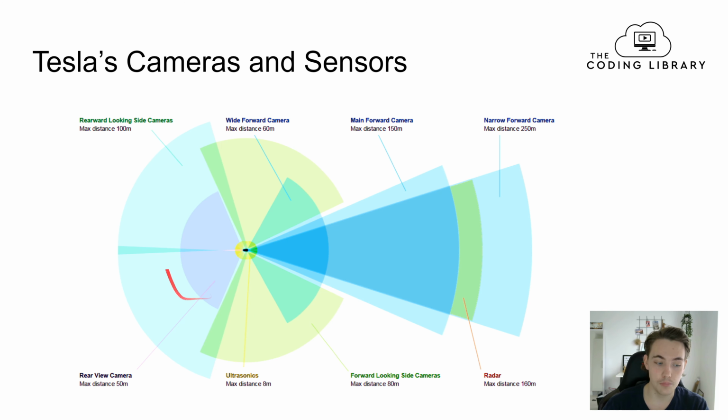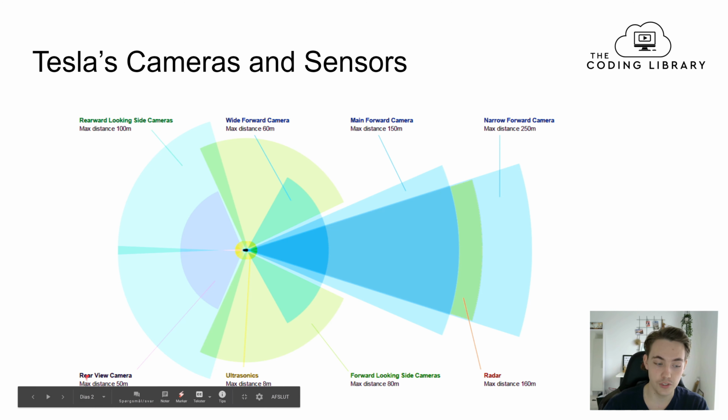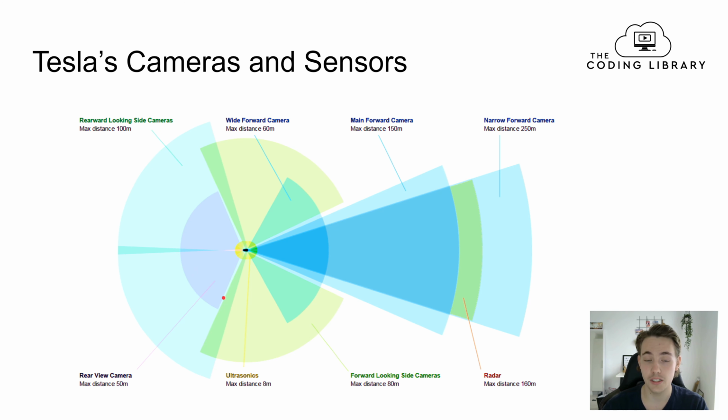And then they have the back cameras, where they have the rear camera view, the smaller camera here with a max distance of 50 meters to see what is right behind the car. And then they have some longer distance cameras, which are the rearward looking side cameras, which have a maximum distance of 100 meters.